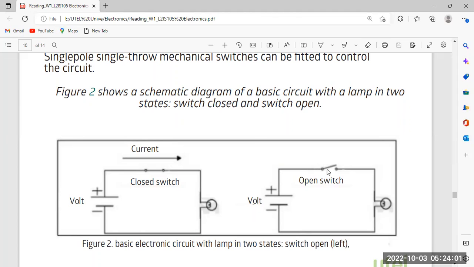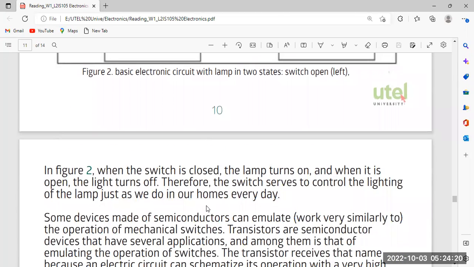If there is an open switch, it means that the electric current cannot pass through this open switch. So there will be no light in this bulb. But on the other hand, when the switch is closed, the current passes through the switch and it lights the bulb. When the switch is closed, the lamp turns on, and when it is open, the light turns off. Therefore, the switch serves to control the lighting of the lamp, just as we do in our homes in everyday life.